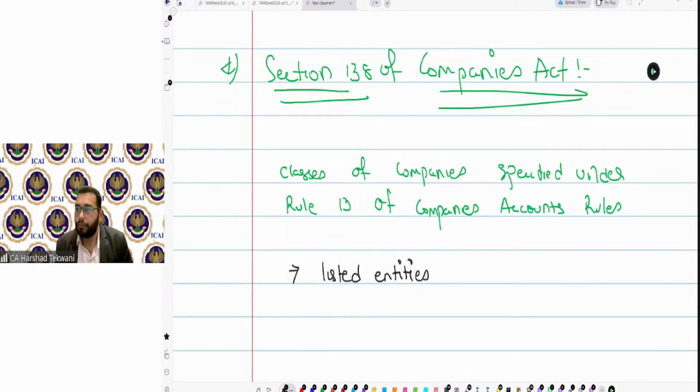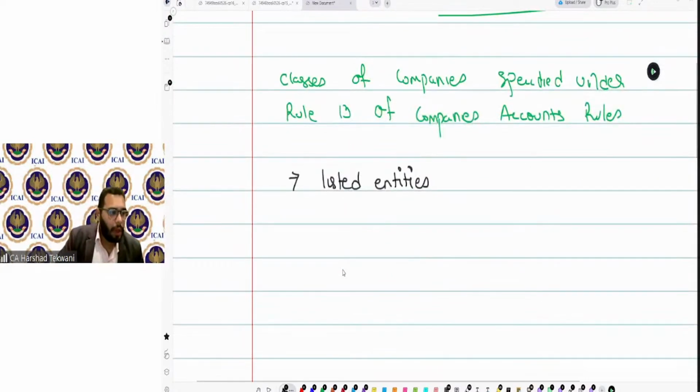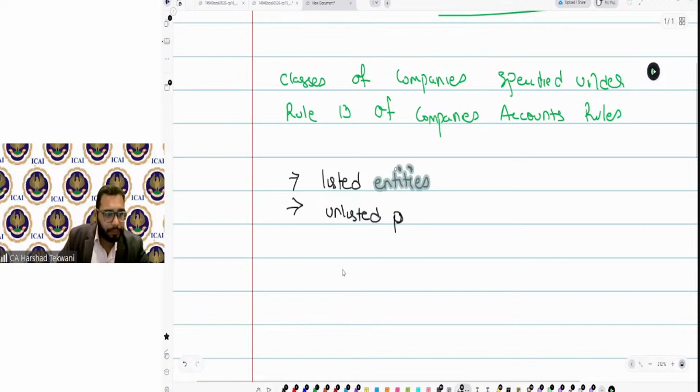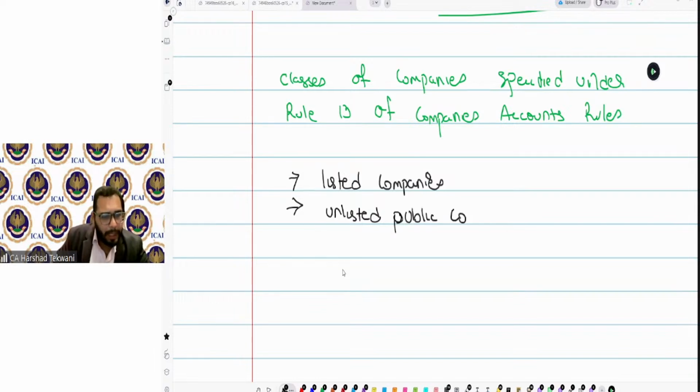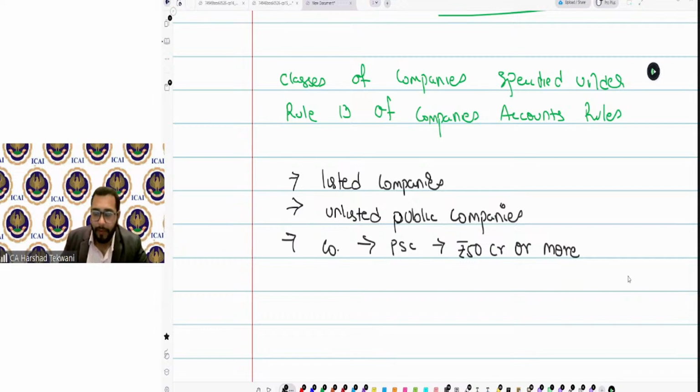Very good, Jyoti. Second is unlisted public companies. Instead of entities, I'll use the term companies. Unlisted public companies. Third, companies having paid up share capital of 50 CR or more, during the preceding financial year.